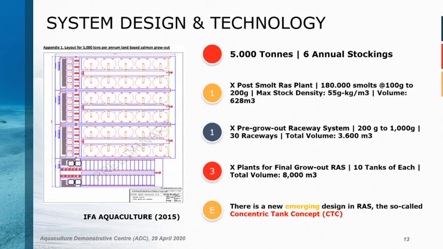On this facility, they have post-smolt RAS plants, taking 180,000 smolt to 100 to 200 grams, with a max stocking density of 55 kilograms per cubic meter. And there are pre-grow-out raceway systems and final grow-out RAS systems.